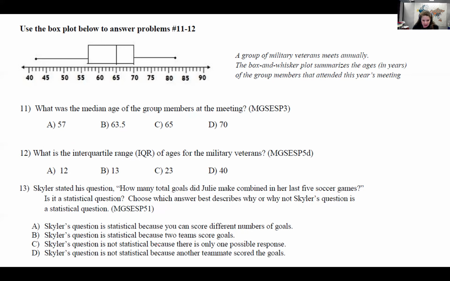So it's either C or D because there's only one possible response. I agree with that. Because another teammate scored the goals. That doesn't make any sense. So C is the correct response.